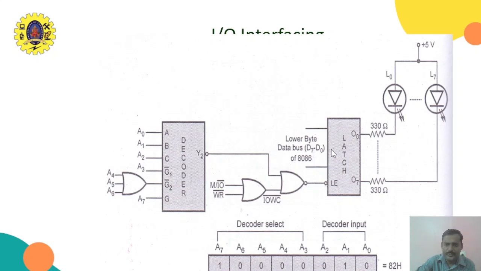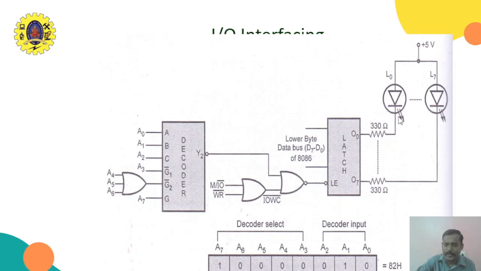So here we are using the common anode configuration. Common anode configuration means all the anodes of the 8 LEDs are connected together and given to the 5 volt power supply. Once we give a supply to the cathode, the LEDs will be closed. So for a cathode we need to give a 0. Once we give a 0, that LED will be closed.